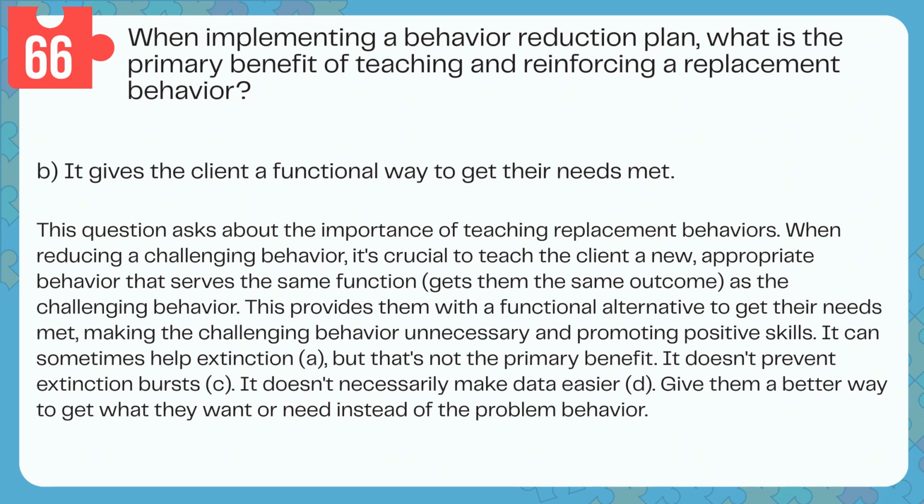A. But that's not the primary benefit. It doesn't prevent extinction bursts. C. It doesn't necessarily make data easier. D. Give them a better way to get what they want or need instead of the problem behavior.